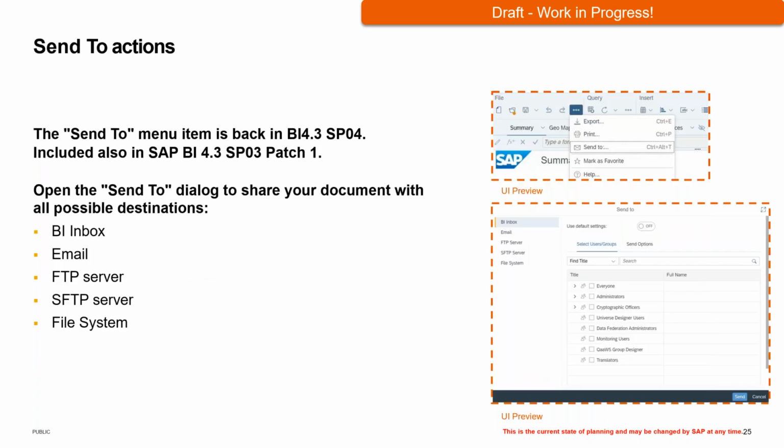Send to is back, so that was missing. Although we did bring it back in Service Pack 3 patch 1 in the new year. But send to is there for Service Pack 4 fully. That includes sending to the BI inbox, email, FTP, servers, file systems, etc. So that was another customer request to get that back in.